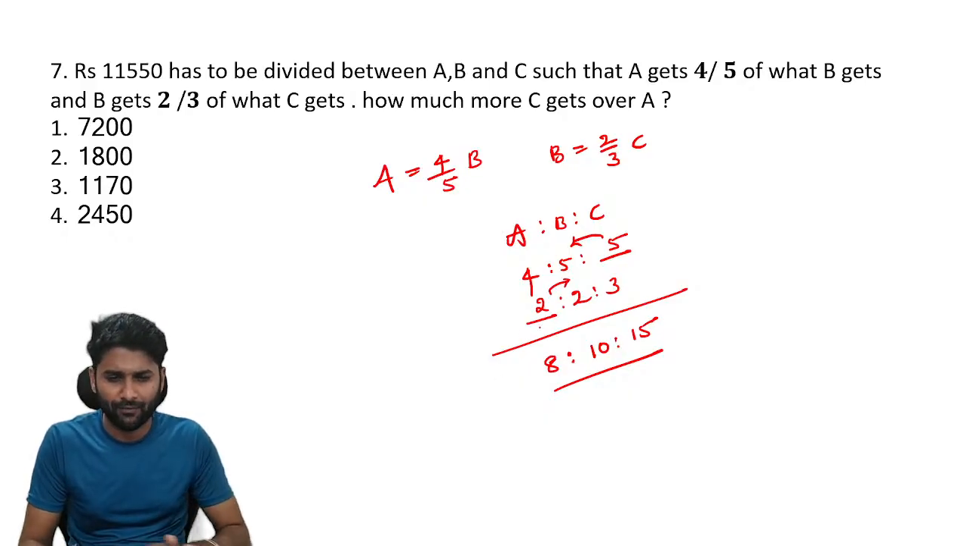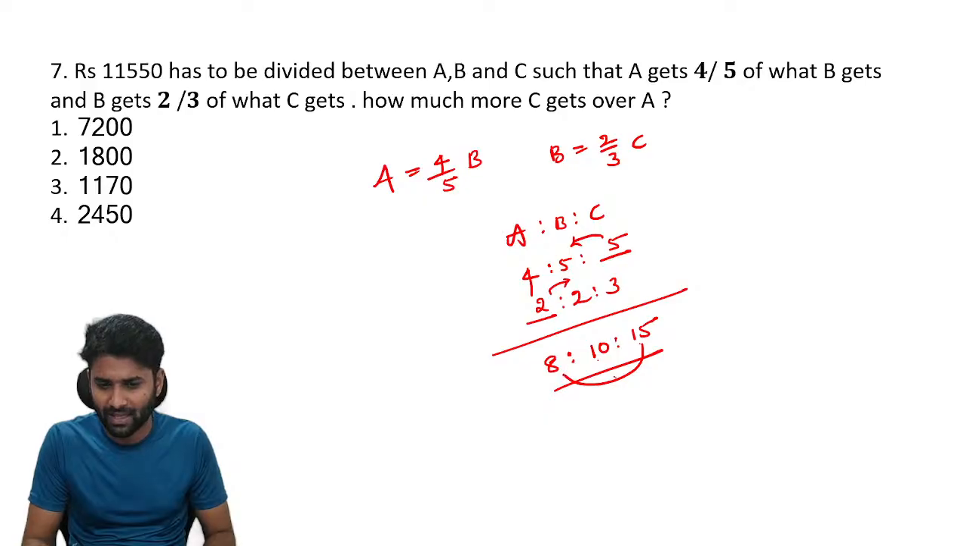Now if you go through the distribution here, see 8, 10, 15. If you compare C with A, C is more than A by how many units? 7 units. What is the sum of all these numbers? 10, 15 plus A, 33. If the sum is 33, then C gets more than A by 7 units.